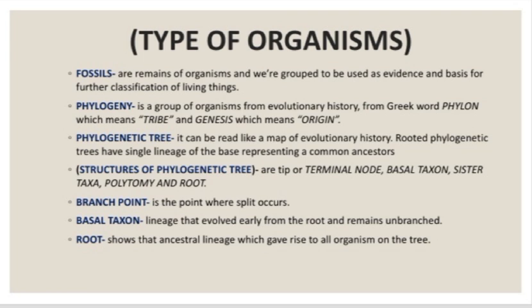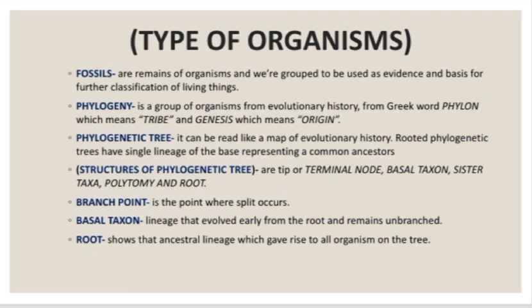Rooted phylogenetic trees have a single lineage at the base representing a common ancestor. So a phylogenetic tree is like a map or diagram that shows how organisms are related through evolution. The root represents the common ancestor of all the organisms in the tree. Fourth one are structures of the phylogenetic tree. A type of terminal node, basal taxon, sister taxa, polytomy, and root.